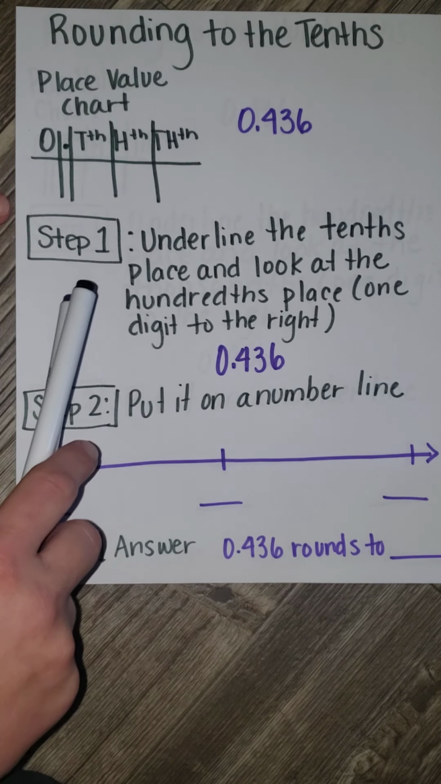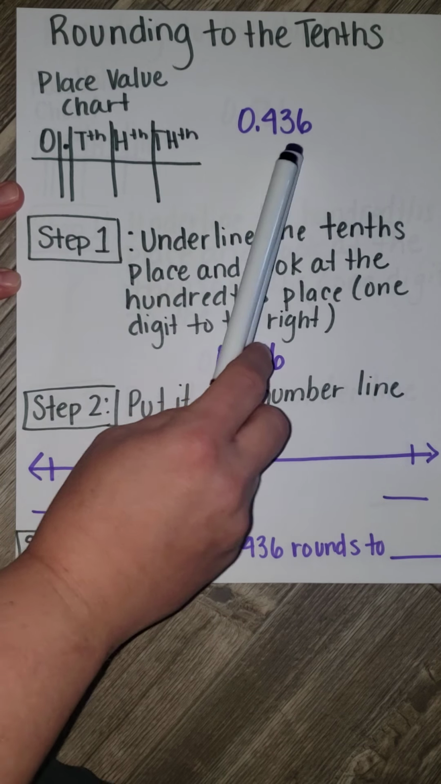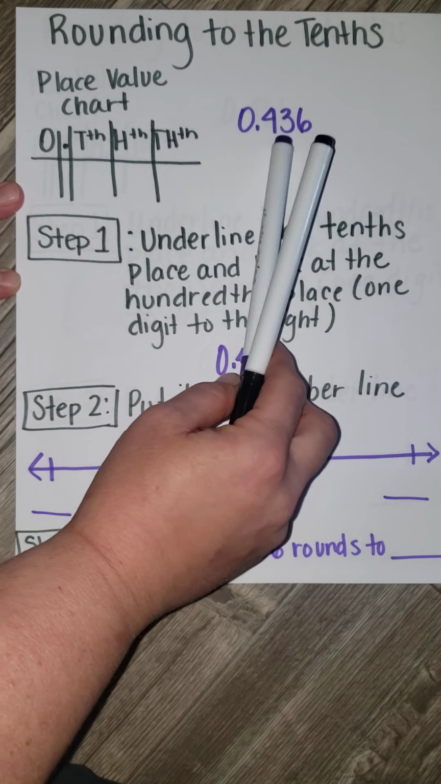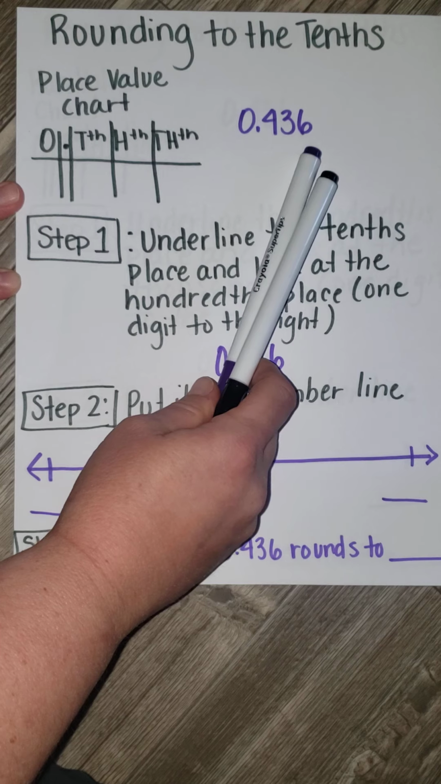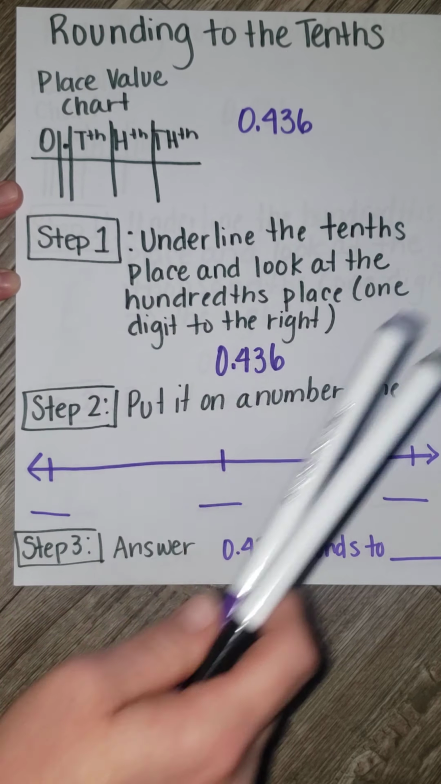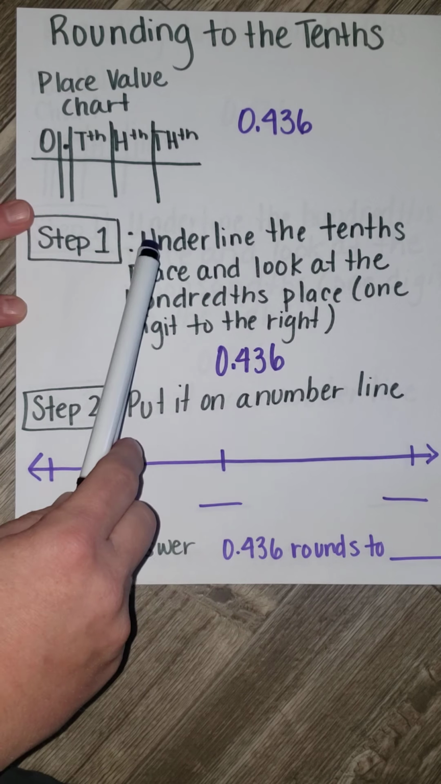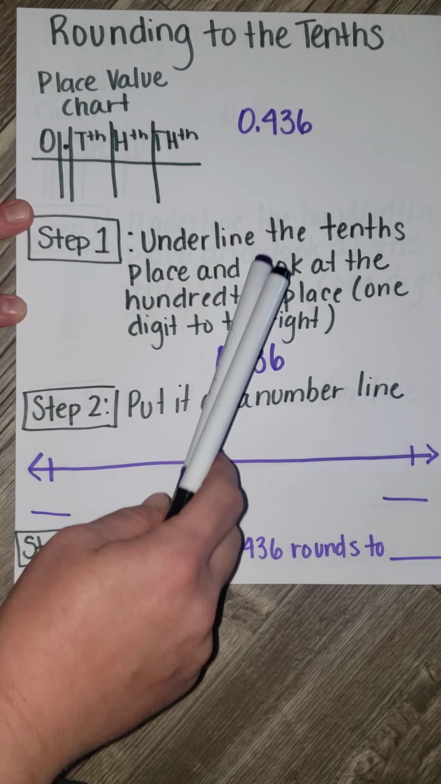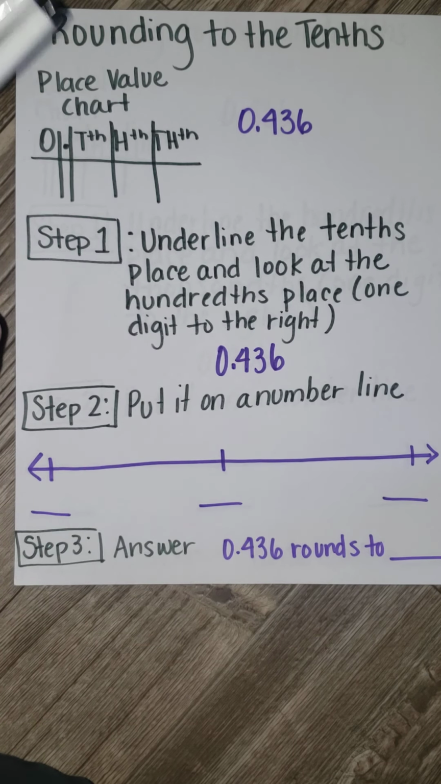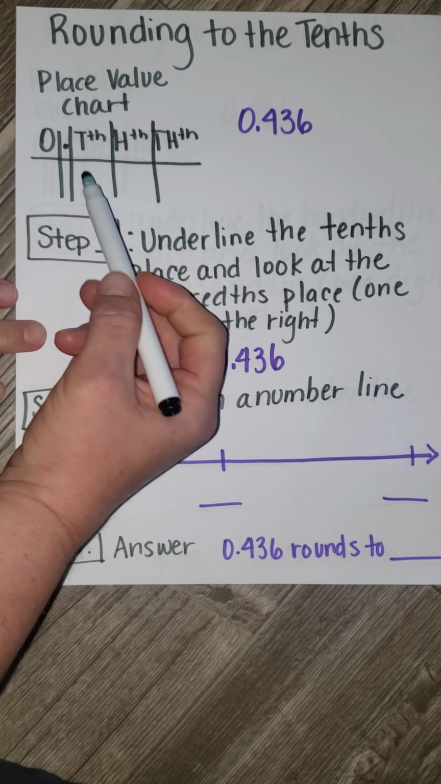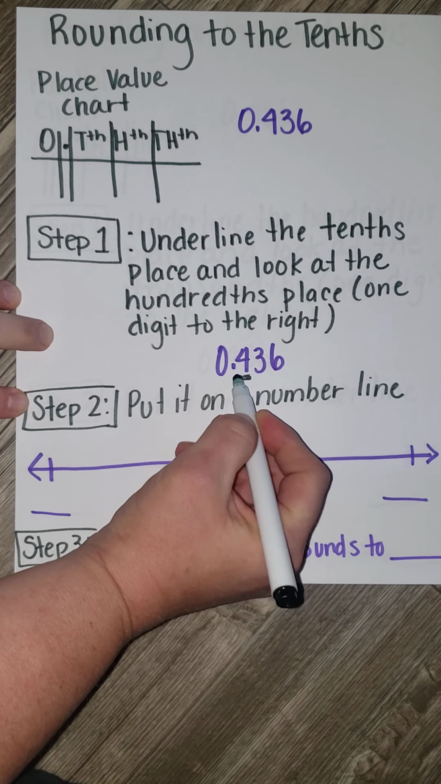So first step is we're going to take our numbers. We're going to work with this number here. We're going to round 436 thousandths to the nearest tenths place value. And again, the tenths is right after the decimal. So step 1 is to underline the tenths place value, which I'll do here.